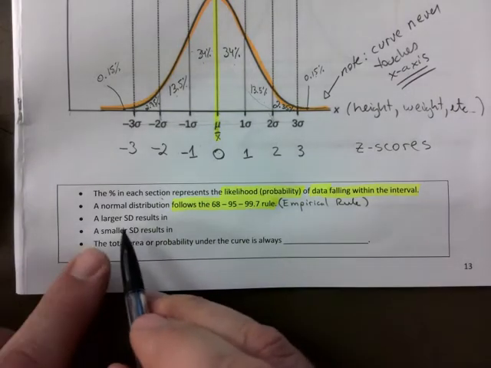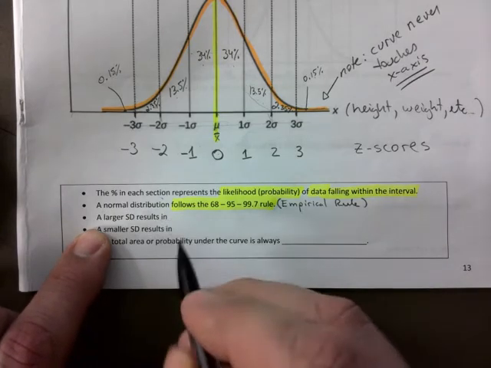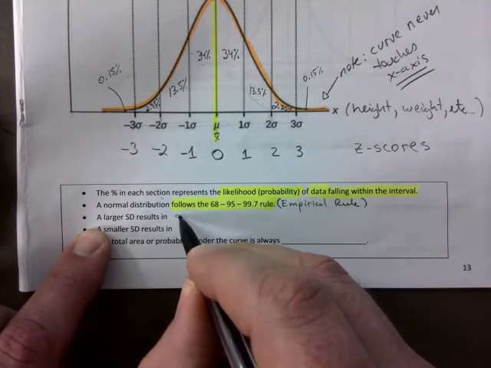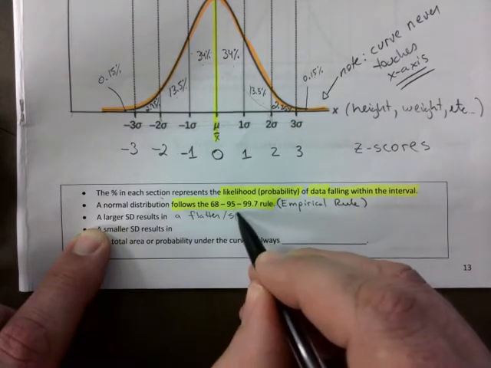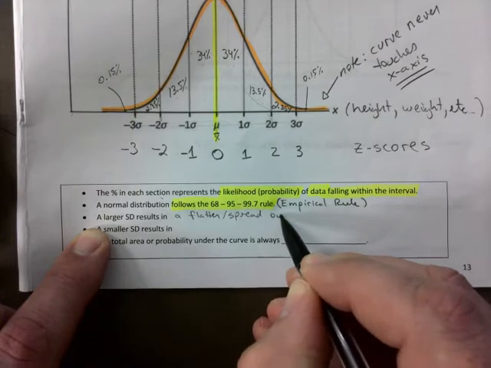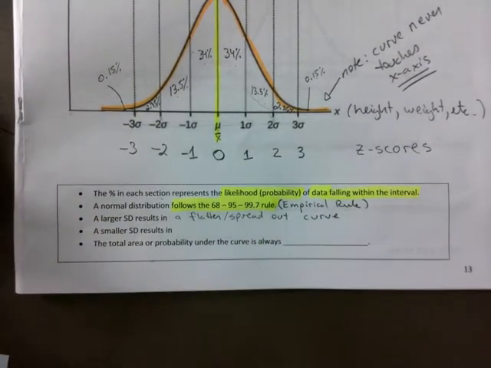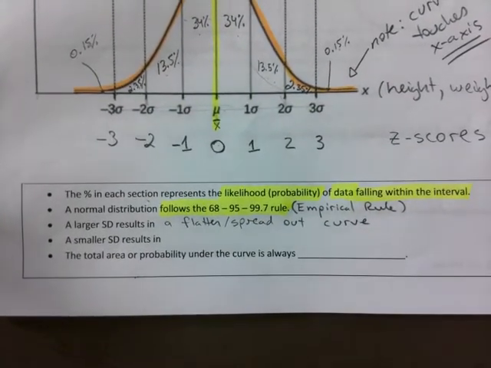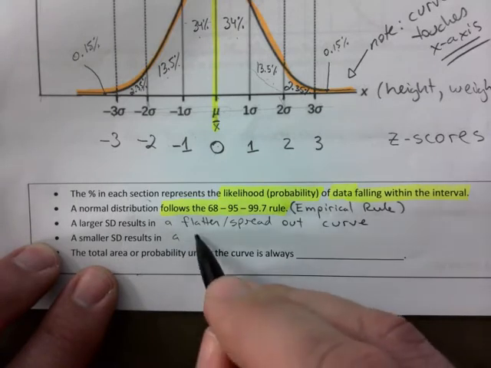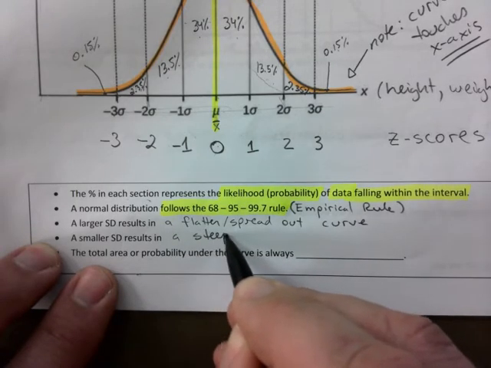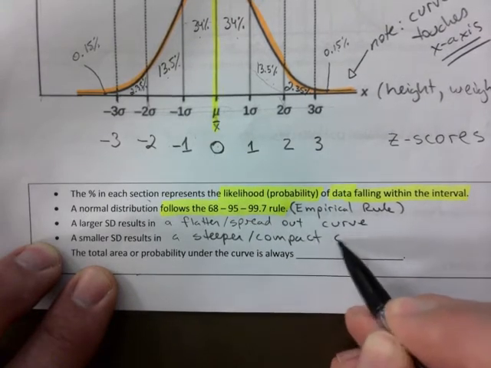Here it is again. I just want to emphasize that a larger standard deviation results in a flatter, spread out curve. Let me zoom into that. A smaller standard deviation results in a steeper, more compact curve.